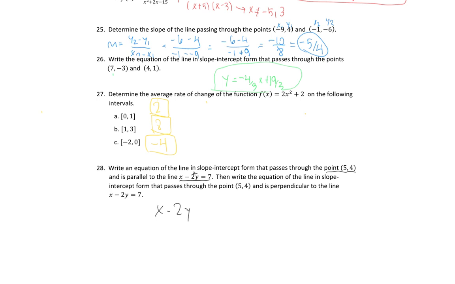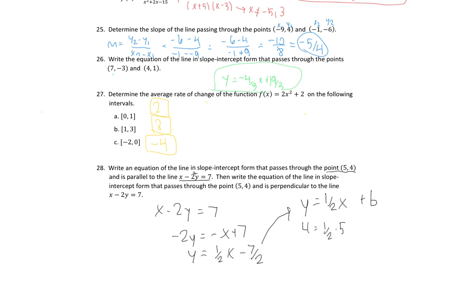So x minus 2y equals 7. So that means minus 2y equals negative x plus 7. Divide everything by negative 2. It's going to be 1/2 x minus 7 over 2. So when we make our parallel line, we're going to keep that same slope, but we're going to have a different y-intercept. To figure out what that y-intercept is, we can use our point 5, 4. So 4 is going to be 1/2 times 5 plus b. Well, I'll just write it as 5 over 2 plus b. So 4 minus 5 over 2 is going to equal b.